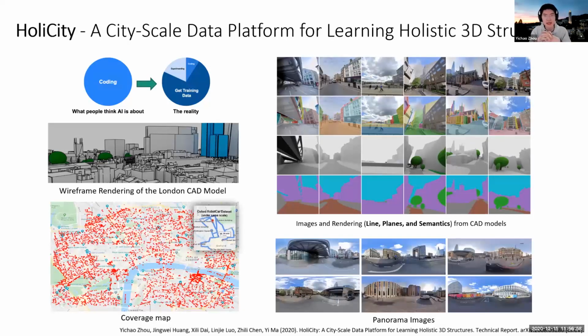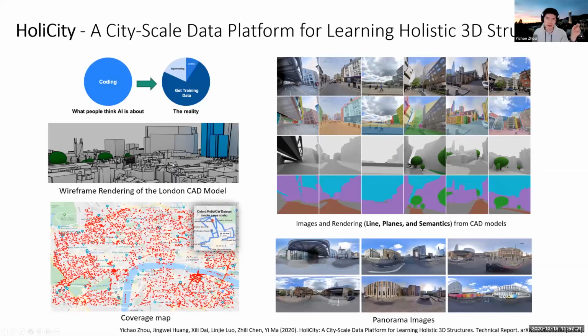So this is my solution to this problem, what we call HoliCity, a city-scale data platform for learning holistic 3D structure. So yeah, get the training data. It's probably the most important thing for AI. So this is our dataset.